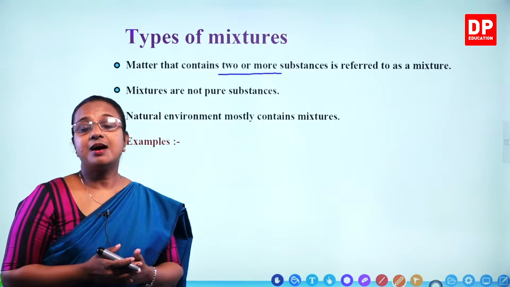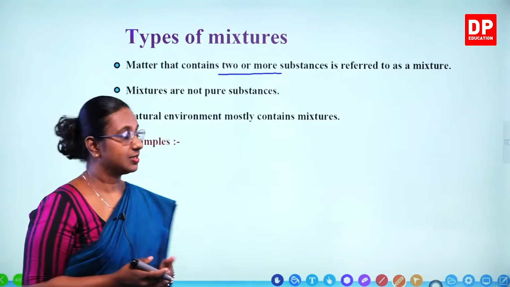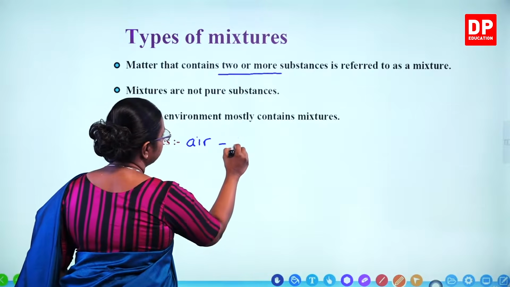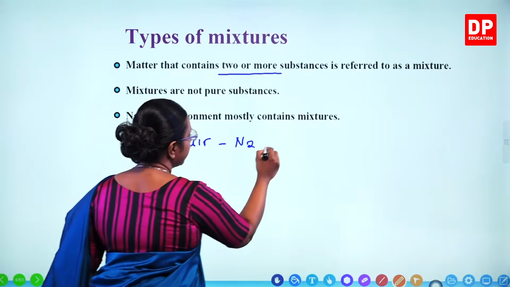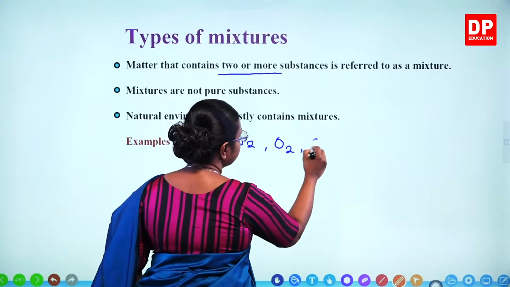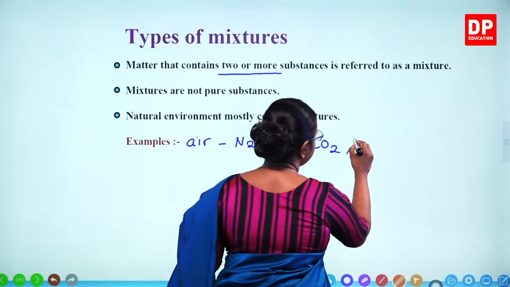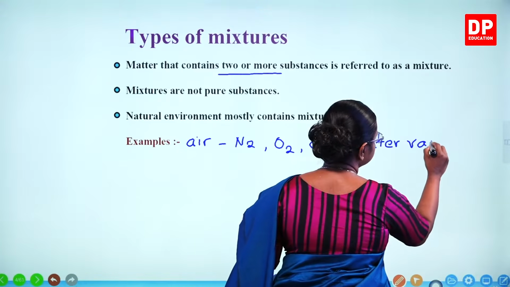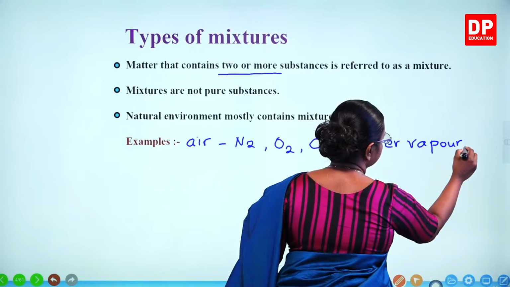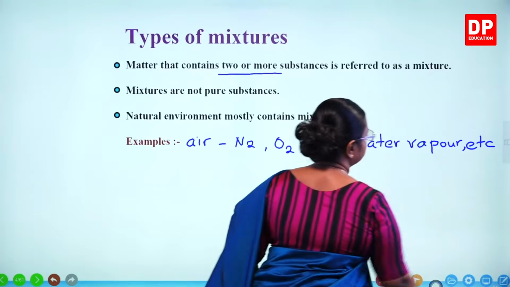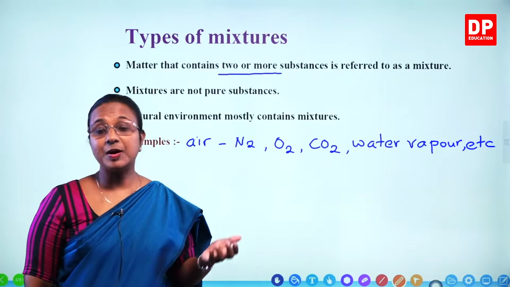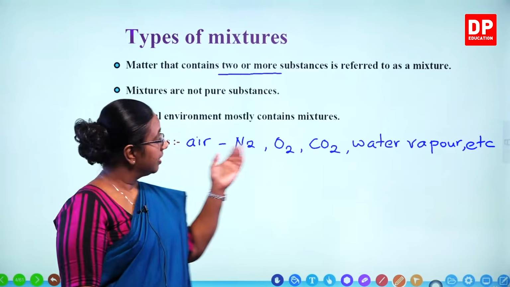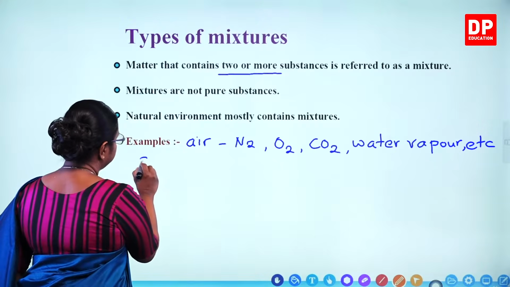So, the two examples that we discussed. Air. Air contains nitrogen gas, oxygen gas, carbon dioxide, water vapor, etc. It can also have dust particles in it. There can be impurities.